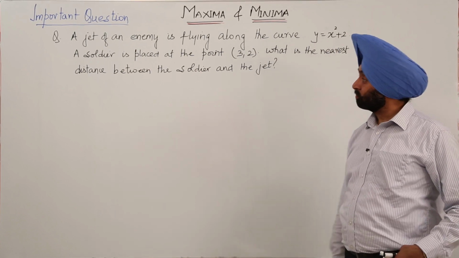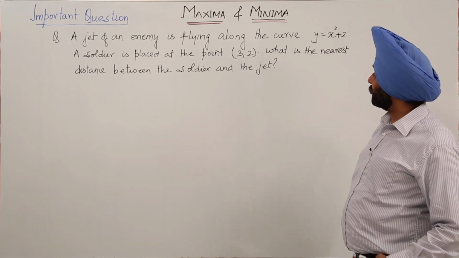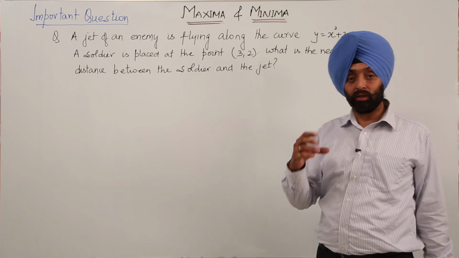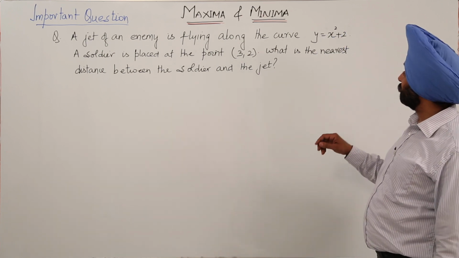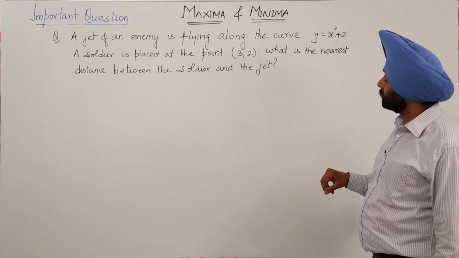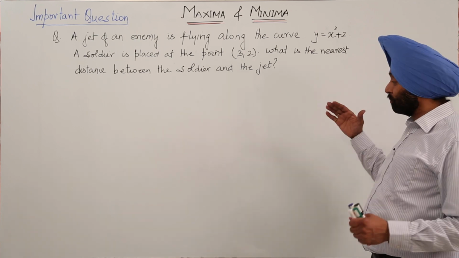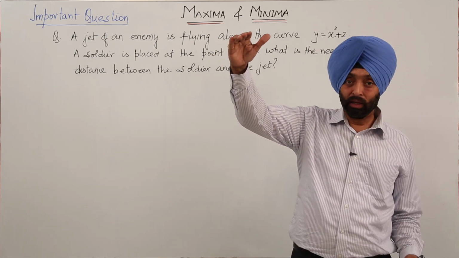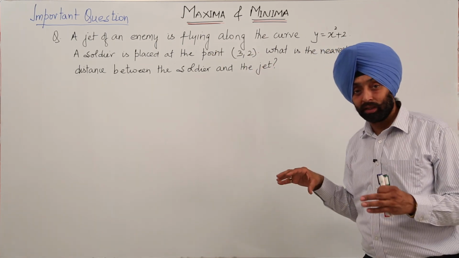Very interesting question. A jet of an enemy is flying along the curve y is equal to x square plus 2. A soldier is placed at the point (3, 2). Now suppose a plane is moving like this one and a soldier is sitting with the anti-aircraft gun.